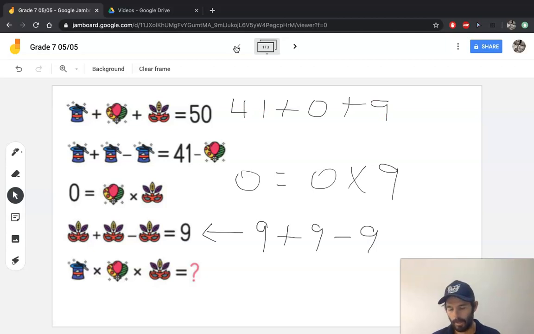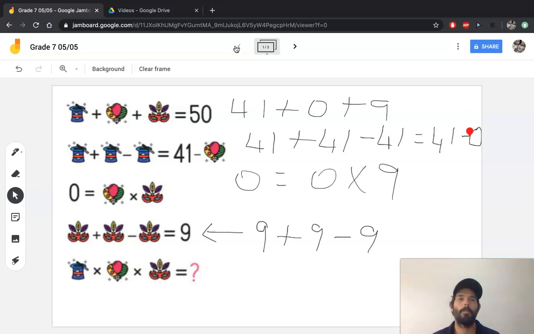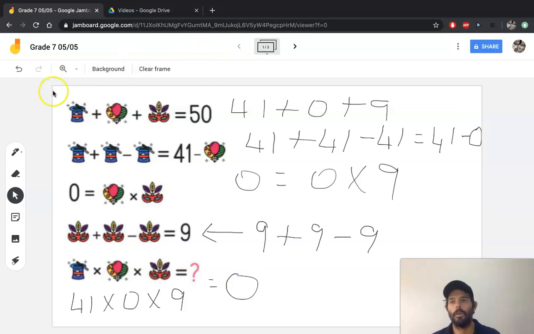Okay, and then I can fill in what I know. And that will equal 41 minus 0. There we go. Okay, and then right at the bottom, the magic hat's 41, the balloon is 0, and the feathers are 9. And we should know that anything multiplied by 0 is 0. So it doesn't matter what order you do that question in, the answer will always be 0. Okay? All right, well done if you worked through that one.